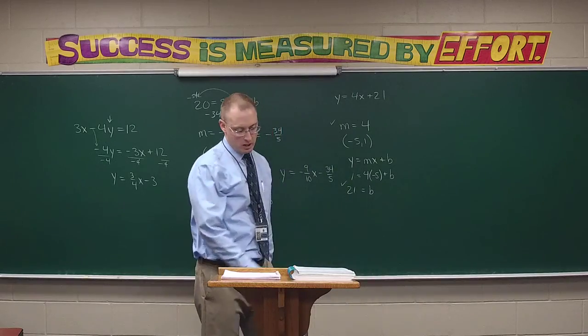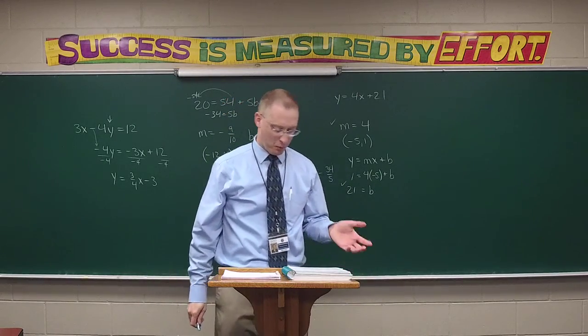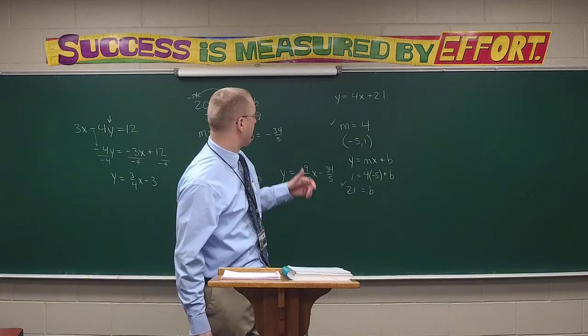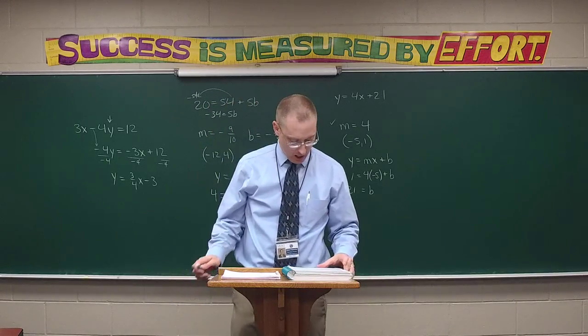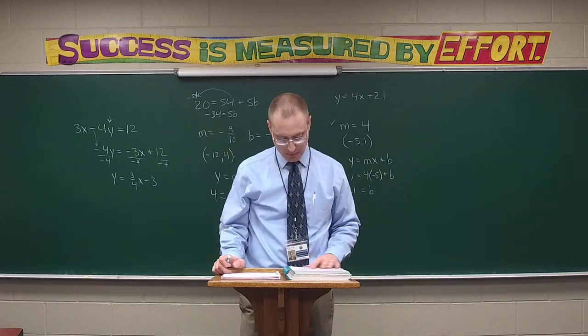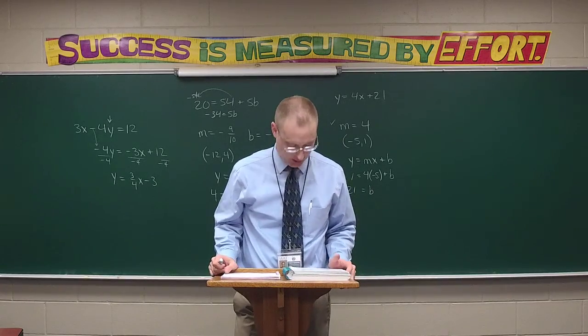And there we go. Again, it did say in standard form, we don't do that, but if you wanted to, I guess 4x minus y equals negative 21. But I like that better. Number 9, find the equation of a line that passes through (3, 8) and is perpendicular to the given line.